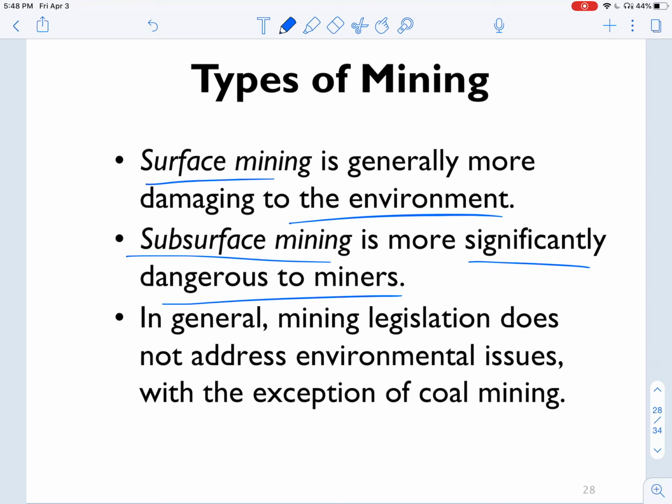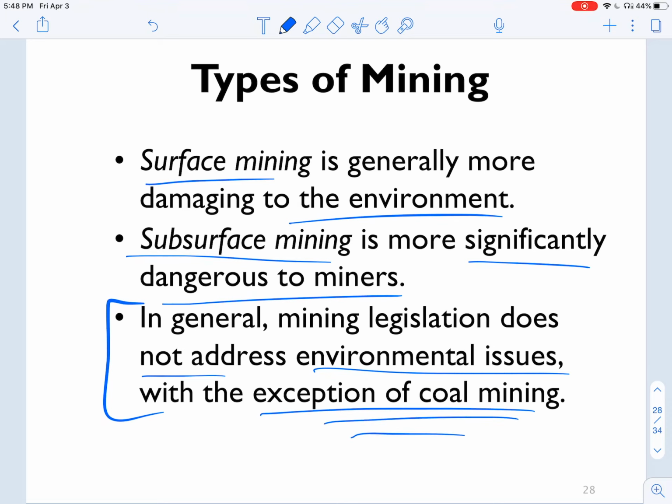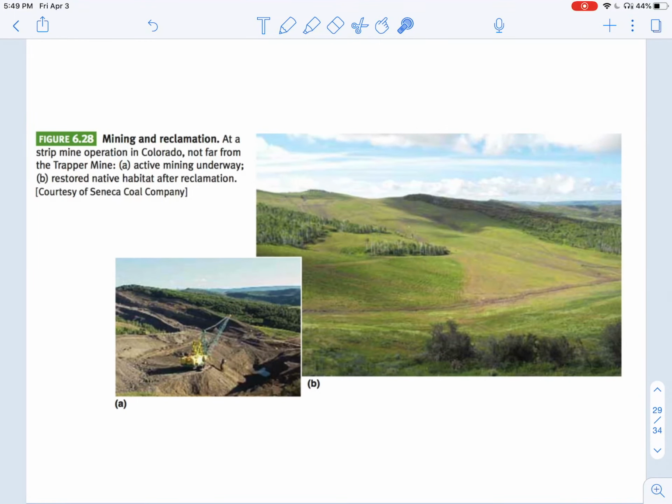And this is interesting. In general, mining legislation does not address environmental issues, with the exception of coal mining. There are not many regulations out there that tell mining companies what to do in terms of what they're doing to the environment. So we end up with these Superfund sites after these companies just leave their mining sites sitting there, and then it becomes an environmental hazard. However, there are some rules in place for coal mining. And the last piece of the chapter goes through this reclamation idea.